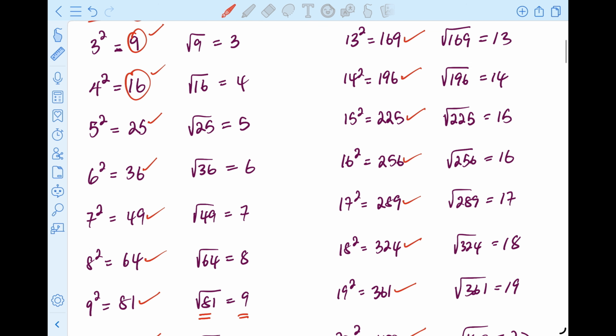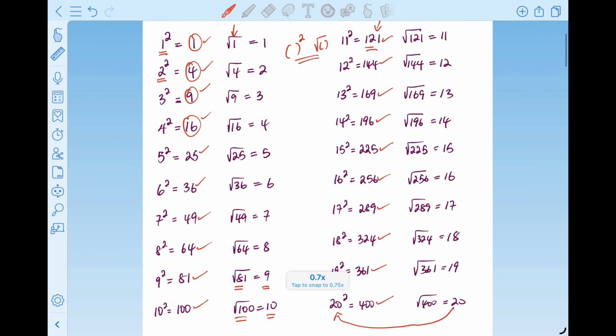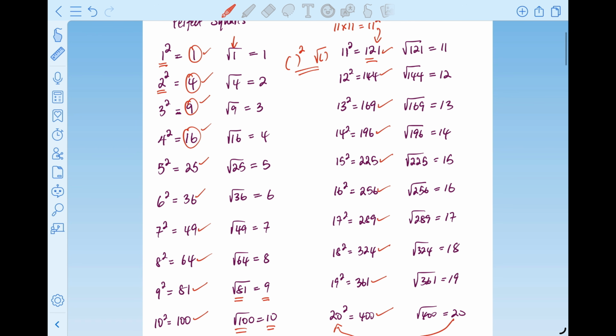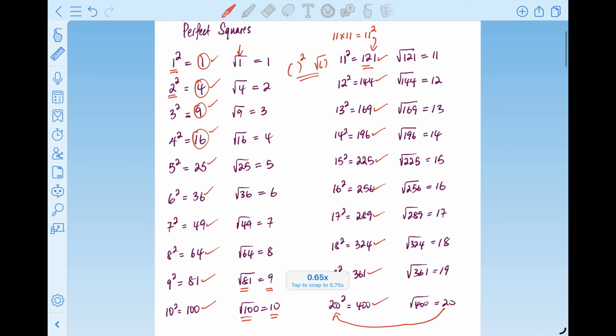Okay, so I'm just going to zoom out for you guys here. All right, take a look at it and write it down. I'm going to pause for just about 5 seconds so the screen is still. Okay, awesome. So these are your perfect squares.